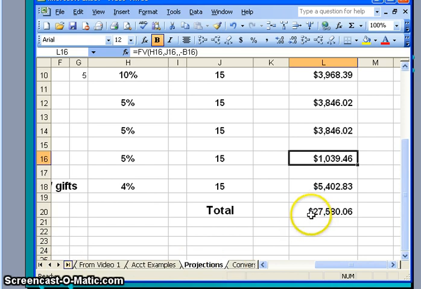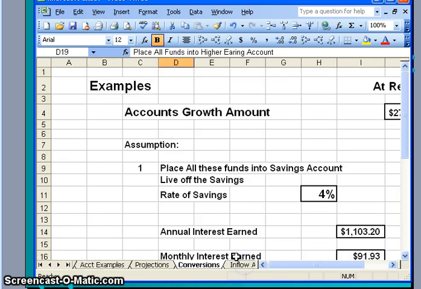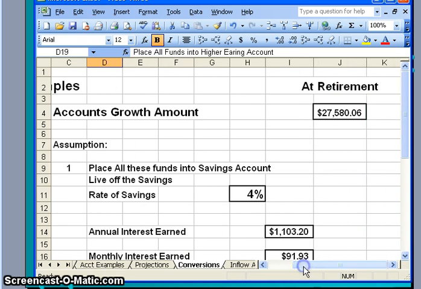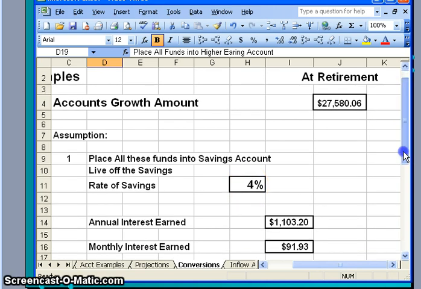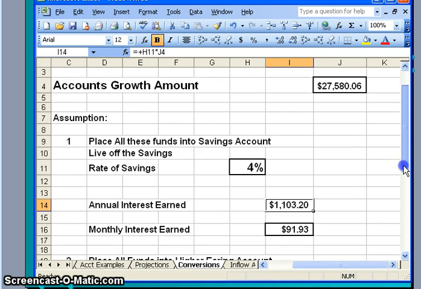But let's assume we have a dollar amount here that all of our money today that we've identified can grow to almost $28,000. We want to look at that $28,000 and say, what happens if at retirement we take all that money, put it into a savings account and earn 4%. In other words, in retirement we're going to be very, very conservative and just put it in a CD. Well, that'll throw off $1,100 in interest, or a little less than $100 a month at that pace.